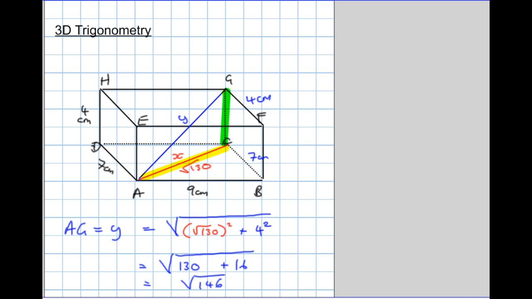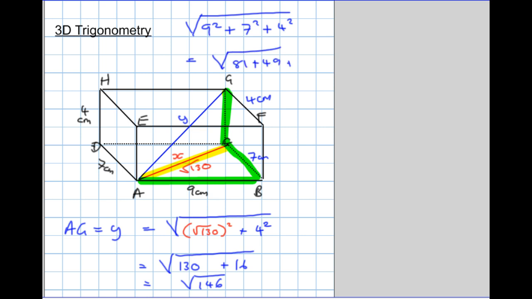There's an even quicker method. If you're trying to find one of these lines that crosses diagonal lines in a cuboid, basically you could do this. If you look at it, it's going to involve 9 and 7 and 4. So you could have done it quickly as the square root of 9 squared plus 7 squared plus 4 squared, which equals 81 plus 49 plus 16. In other words, the square root of 146.